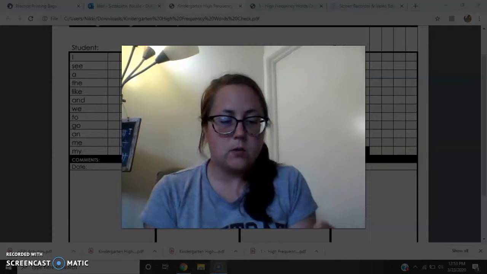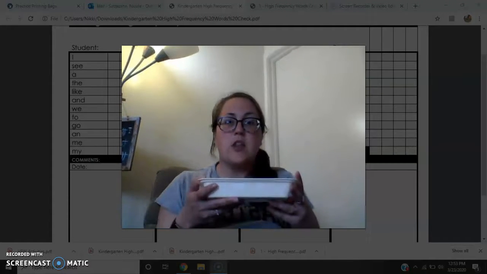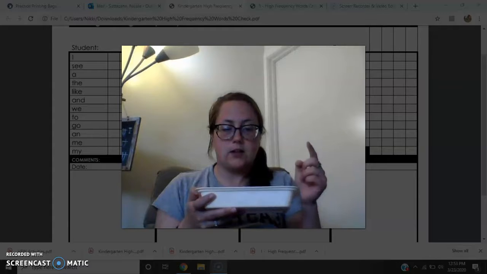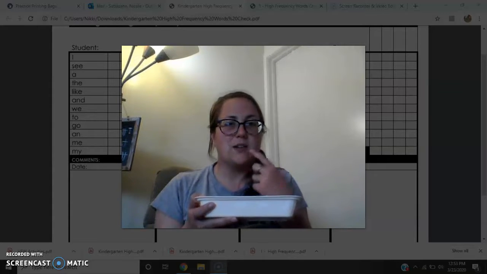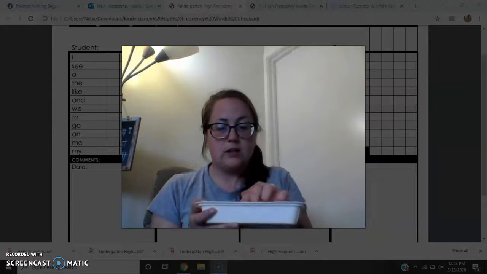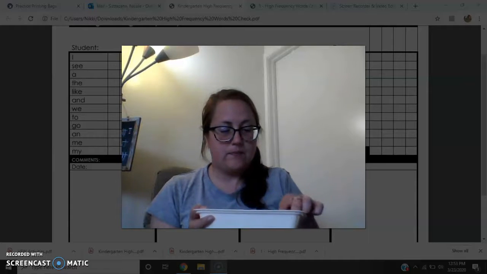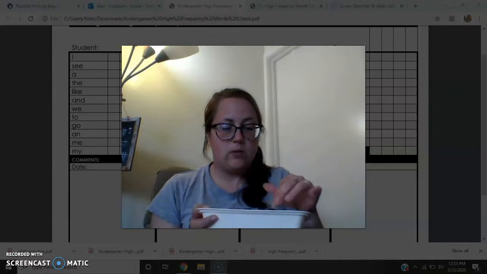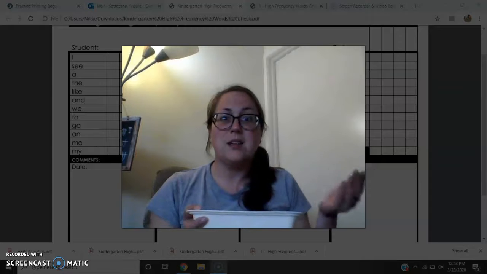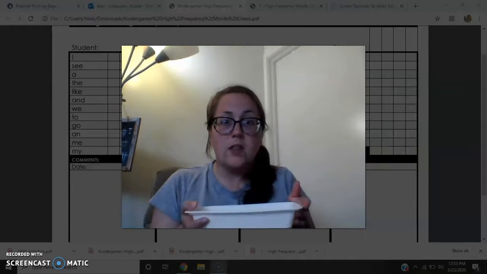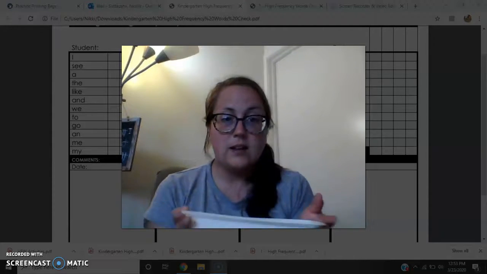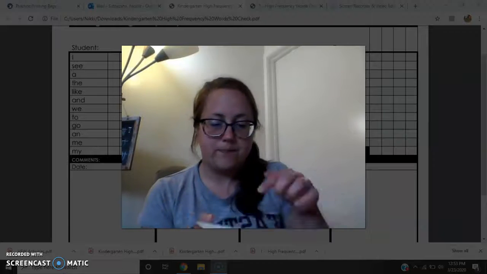Once it's covered, you're going to take your finger, well, your student's going to take their finger, and they're going to write the word they're working on. So if the word is the, they're going to take their finger and they're going to say the letters that they're writing. T, H, E. Once they've written the whole word, they're going to tell you the word. The word is the. Okay? Then have them shake it up and do it again.